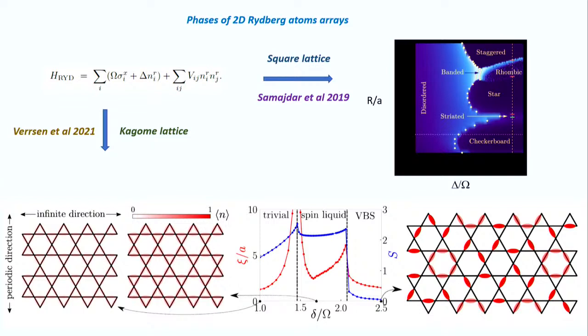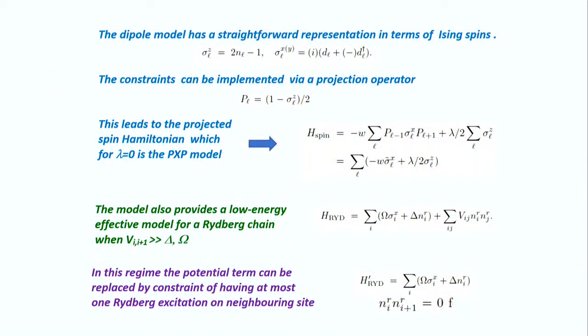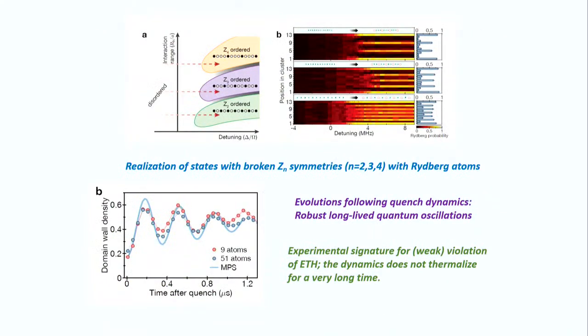And also what I'm not going to talk about, and I'm almost done, so let me just take a minute to say, is that all of this system gives very interesting non-equilibrium phenomena, including observation of something called quantum scars. And let me just show you one plot.